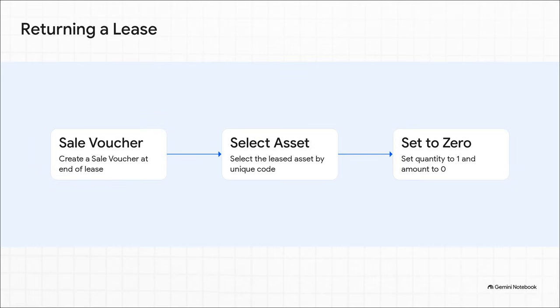When it's time to give equipment back to the vendor, you simply process a sales voucher, select the item by its unique asset code, and set the value to 0. This logs the return without triggering any sort of financial transaction. It safely removes the item from your active, current inventory, while perfectly preserving its historical data. So if an auditor comes knocking a year later asking where that leased AC unit went, the record proves exactly when and how it was returned.